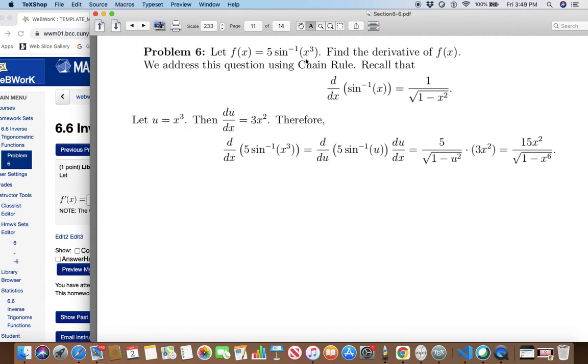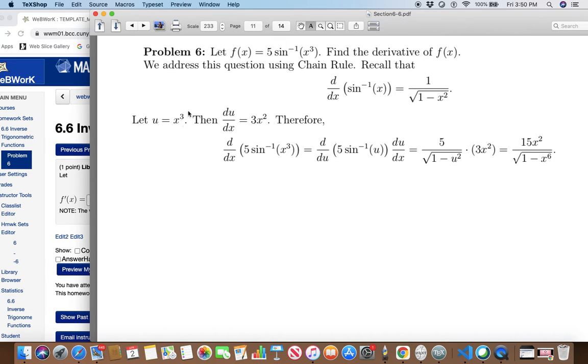So I'm going to put that argument x cube and call it u. So du/dx is 3x squared. So derivative with respect to x of 5 sine inverse x cubed is derivative with respect to u of 5 sine inverse u times du/dx. So this gives me 5 over square root 1 minus u squared times du/dx, which is 3x squared. So in all, that gets me 15x squared over square root 1 minus u squared.